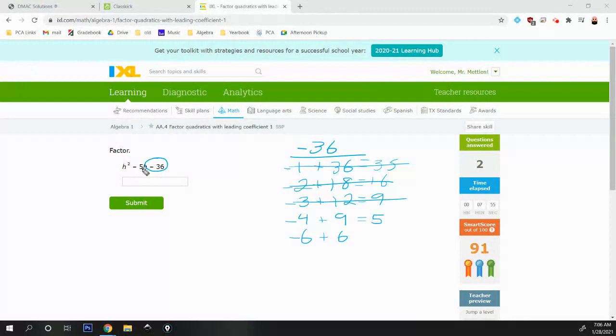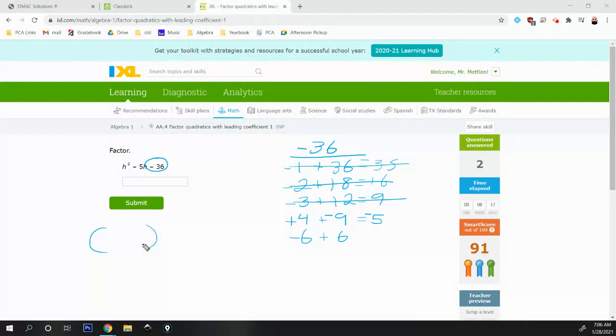Well, wait a minute. I want 5, but I want a negative 5 because it has a minus sign on it. I didn't get a negative 5. I got a positive 5. So if my number is right, but the sign is wrong, then I need to switch these. All right. Positive 4 plus negative 9 makes negative 5, and that is my middle term.